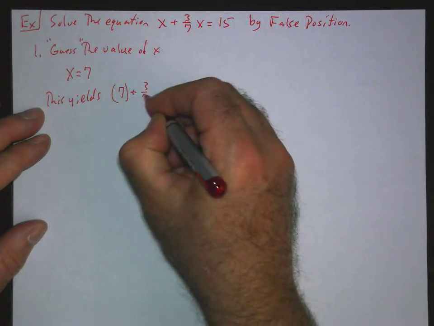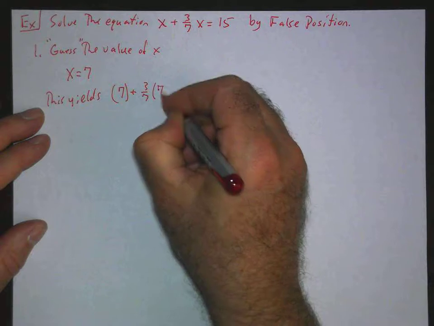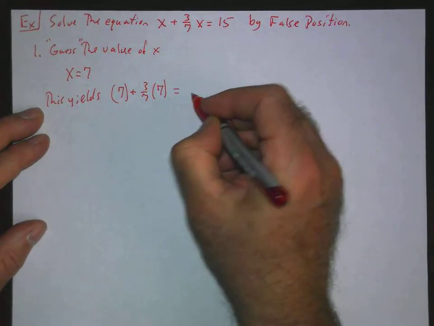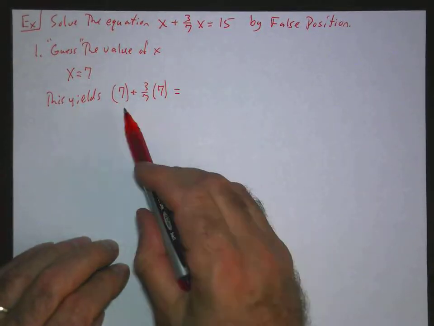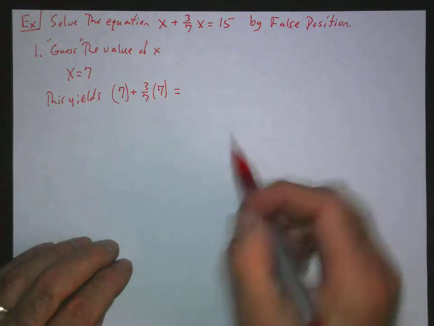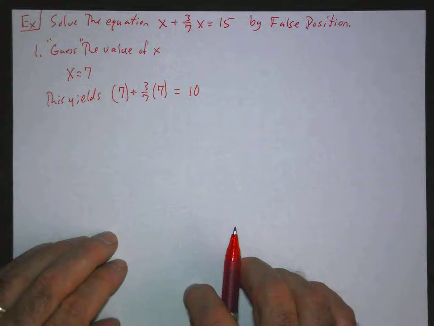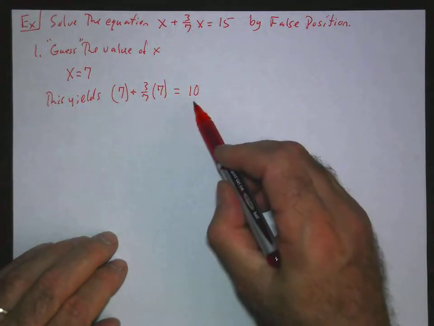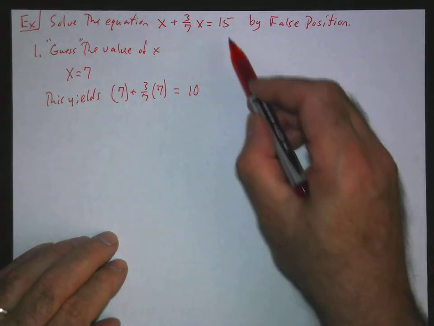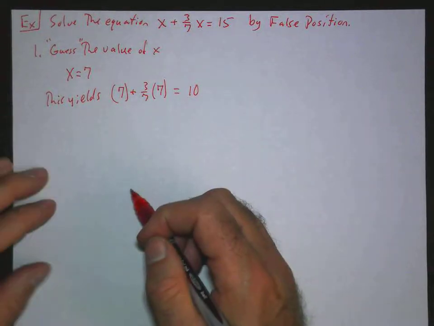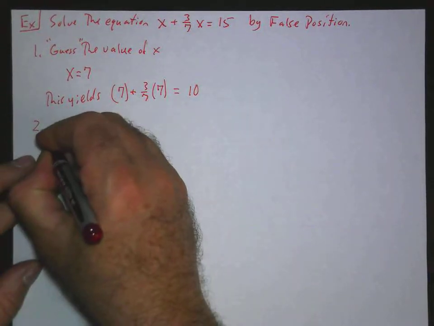7 plus 3/7 x equals, well, what does it equal? 7 plus 3 is 10. Okay. Well, the right side of the equation is 10. It's supposed to be 15. So that brings us to the second step.